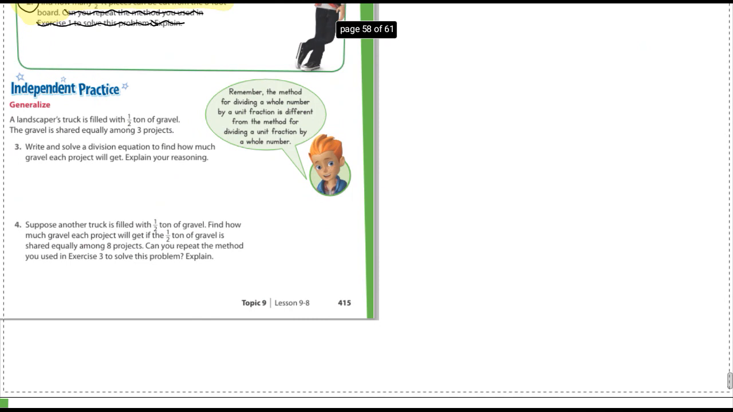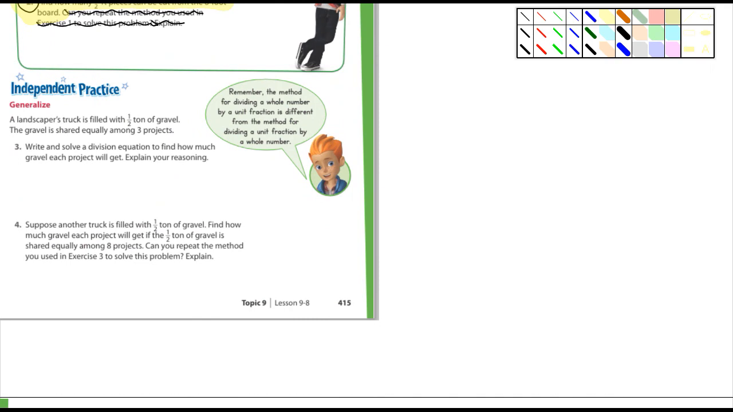Independent practice down here. A landscaper's truck is filled with 1/2 ton of gravel. The gravel is shared equally among 3 projects. Write and solve a division equation to find out how much gravel each project will get. Okay, so that's another one I want you guys to do. And I'm not even going to set this one up for you. Find out how much gravel each project will get. So do that one. That'll be number 3 that I'll ask about.